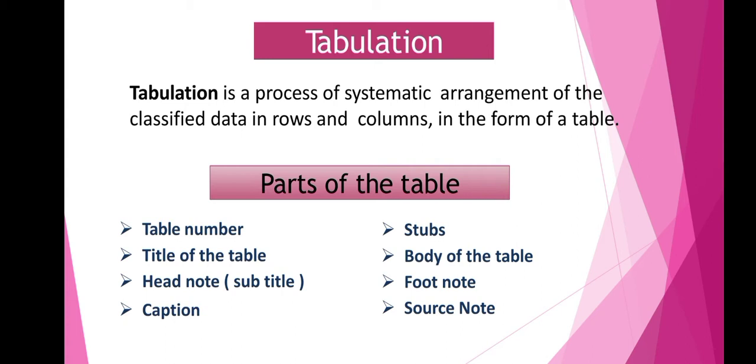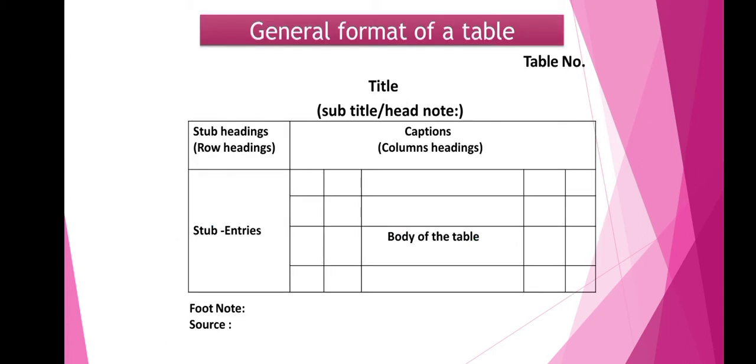Now we have some parts of the table here. In a table we have table number, title of the table, head note, caption, stubs, body of the table, footnote and source note. Let us understand this in detail. So here we have the general format of a table.